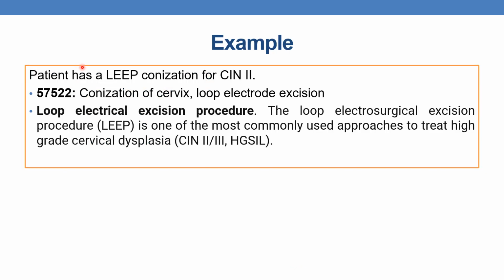Now let us see an example. Patient has a LEEP conization for CIN2. LEEP means loop electrical excision procedure. It is one of the most commonly used approaches to treat high-grade cervical dysplasia such as CIN 2, 3, HGSIL. So here LEEP is performed along with conization. So the CPT is 57522, conization of cervix with loop electrode excision.